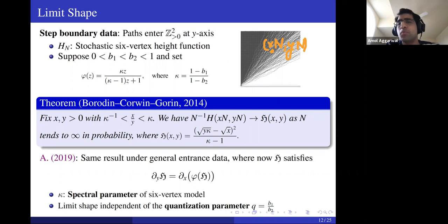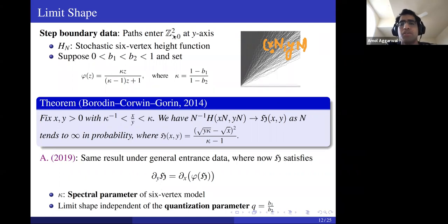So I've restricted here to when you're in the rarefaction fan. It's called the rarefaction fan, this cone here. If you're outside of it, then the height function is trivial. The height function is 0 here, and it's like y minus x here. Okay, so the interesting stuff happens in the interior of this cone, and there it's given by this fancy h.